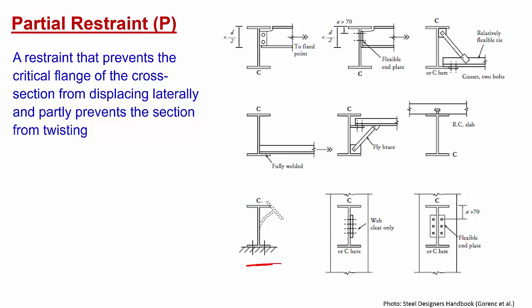The critical flange is C here. It cannot displace laterally, but there is some twisting in there, right? So that is called partial restraining. Similarly, there are other examples in here which give partial restraining only. So here there is an RC slab on the steel beam, but your critical flange is at the bottom here, and there is no restraining at the critical flange. So it doesn't move laterally, but there will be some twisting happening there, right? So that is a partial restraining P.